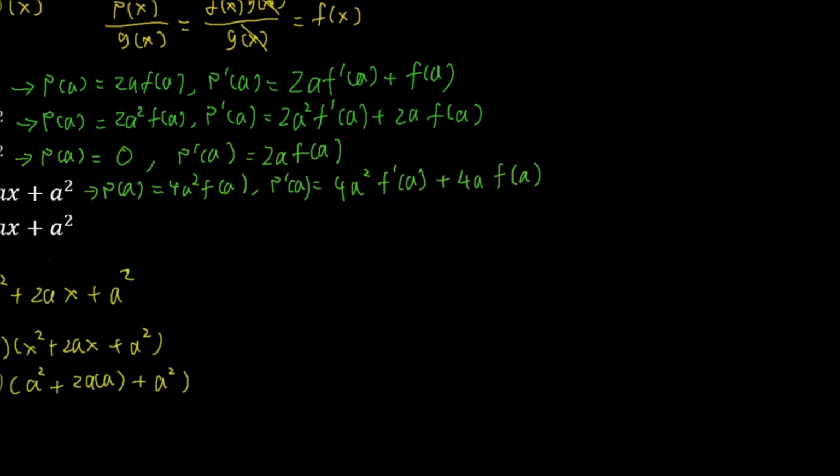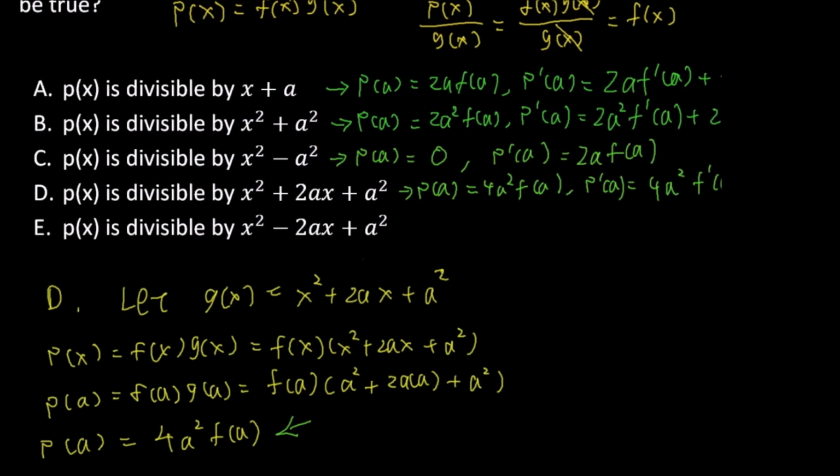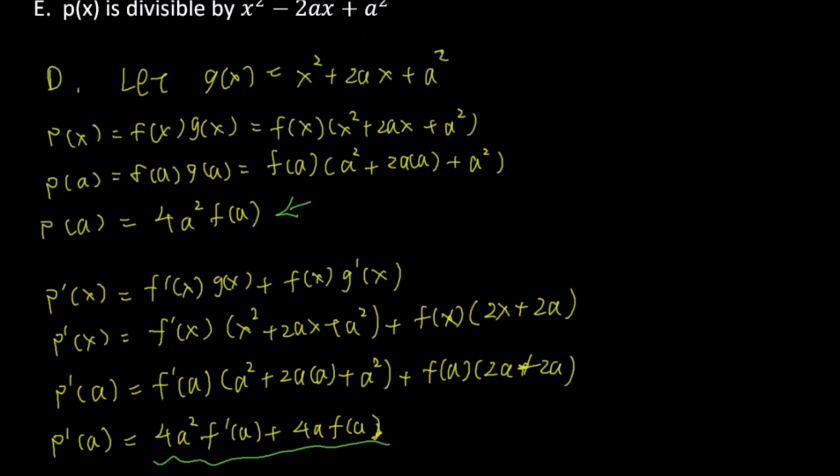Okay, now we only have one choice. It looks like all the above choices were not meeting the requirement: P prime at X and P prime at A and P at A equals 0. Okay, hopefully the last choice will work out. So let's say P at X is divisible by x squared minus 2ax plus a squared. So we will do the same thing.